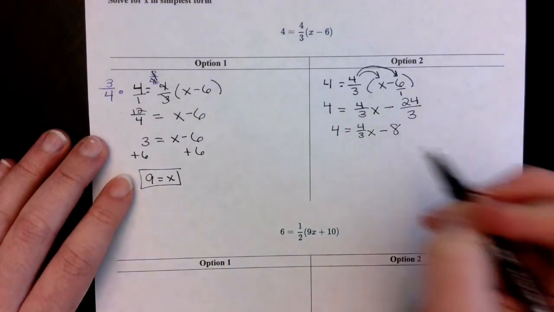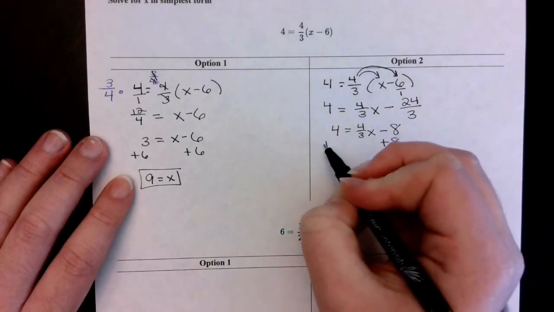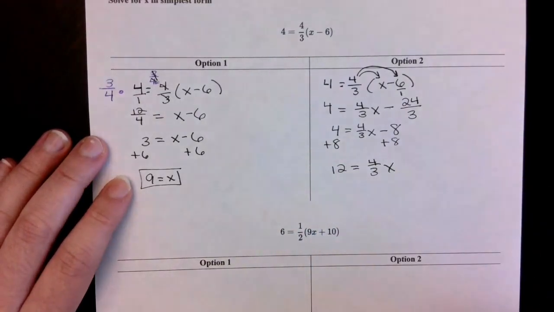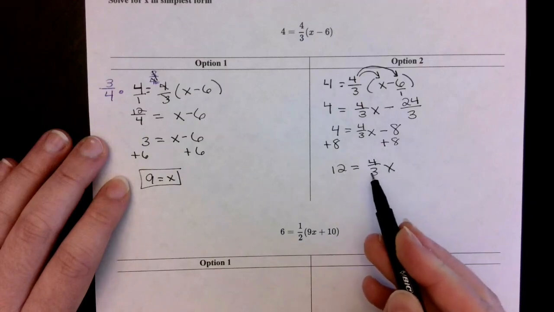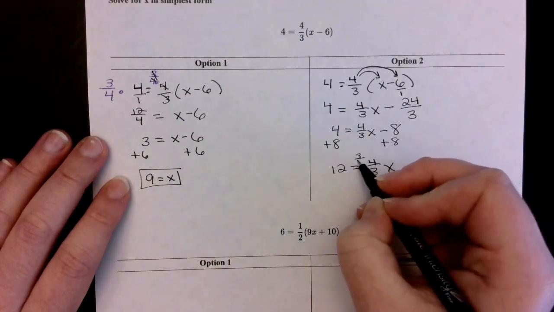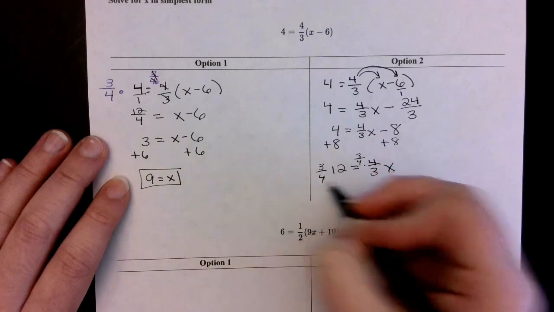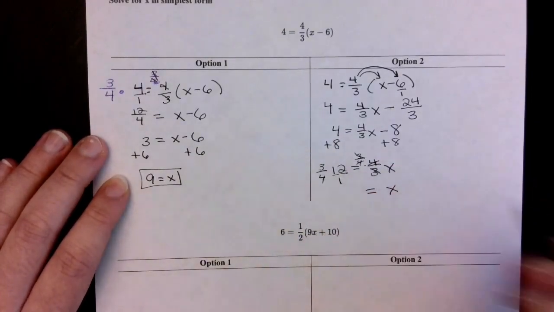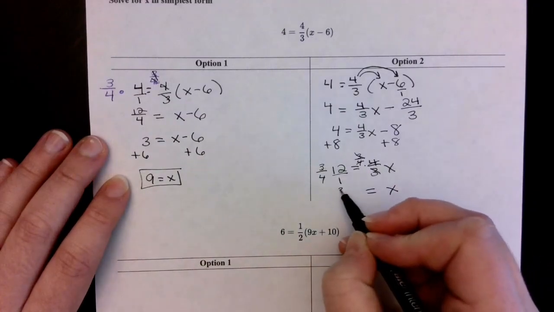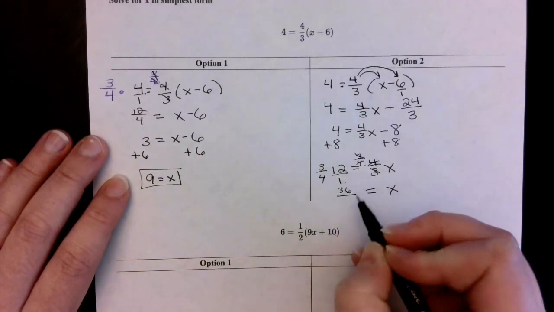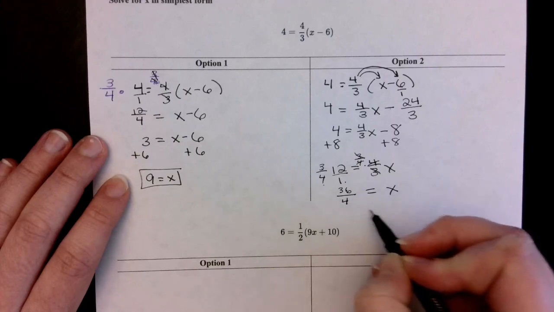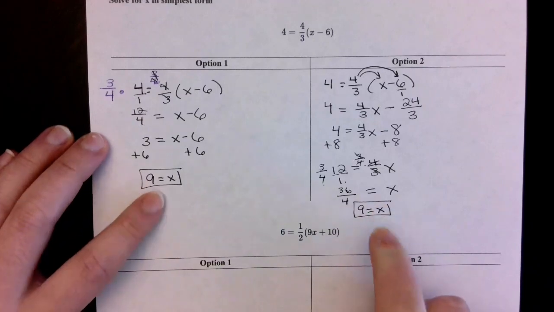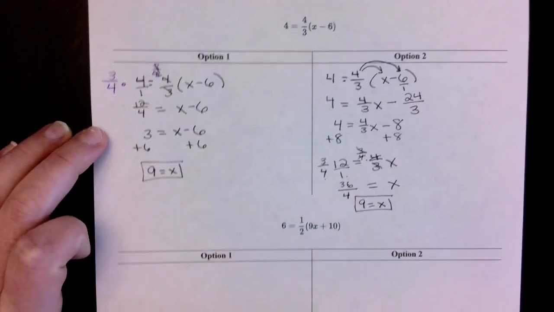And then from there, I just keep solving. I add 8 to both sides. And then here, I need to multiply by its reciprocal, so I'm going to multiply by 3/4 on both sides. Cancels the 3's, cancel the 4, leaving x. Put that over 1. 3 times 12 is 36. 4 times 1 is 4. 36 divided by 4 is 9. And so either way you do the problem, you'll get x equals 9.